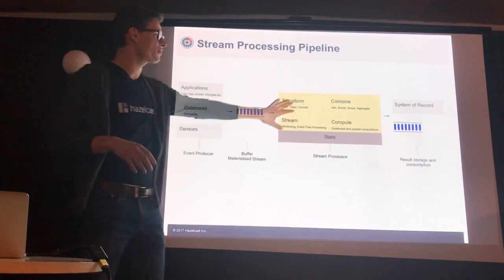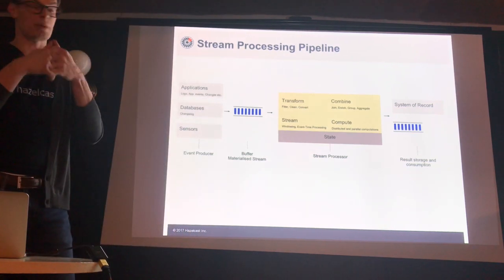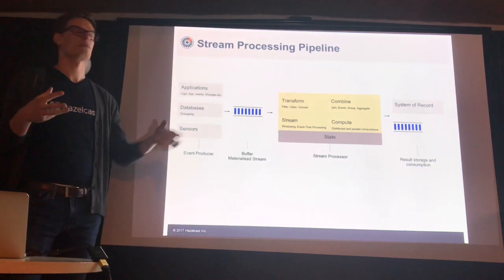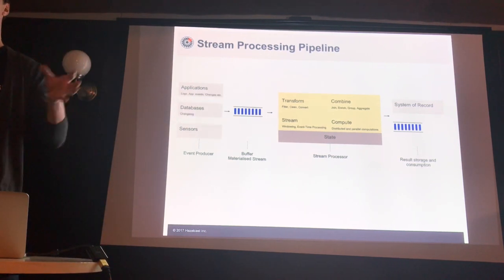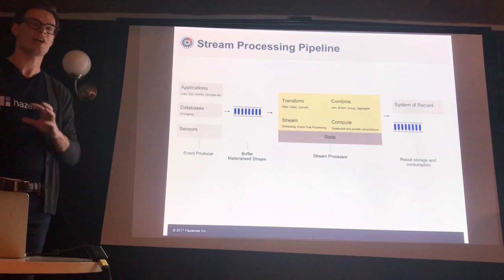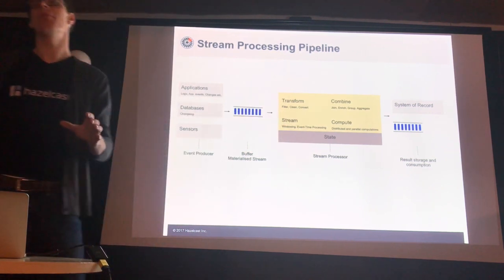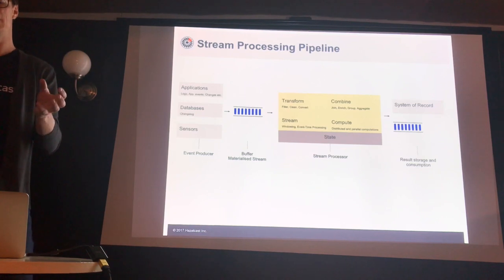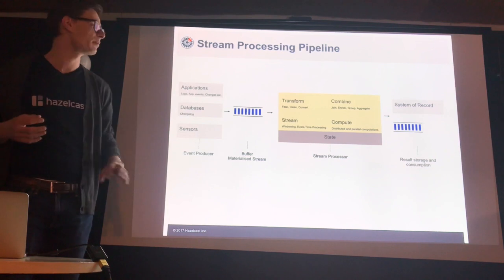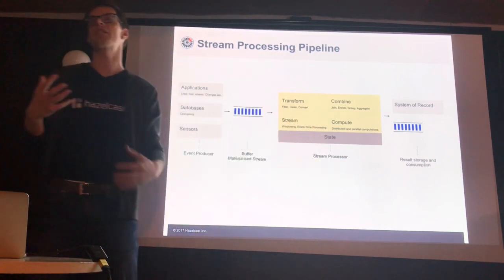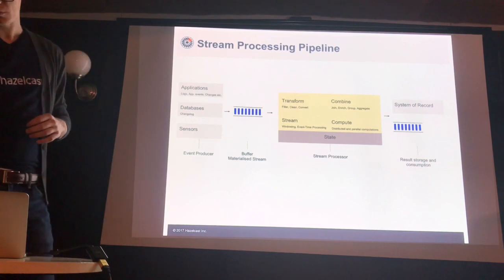And then there is finally the stream processor. So some solution that transforms the data, allows you to combine them by joining and aggregating, allows you to window them, meaning somehow taking the right items from the data stream and combining them together, and finally running some computation on top of the data in parallel.